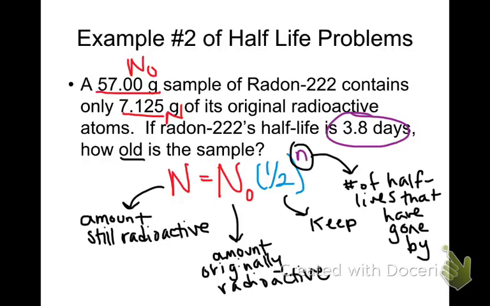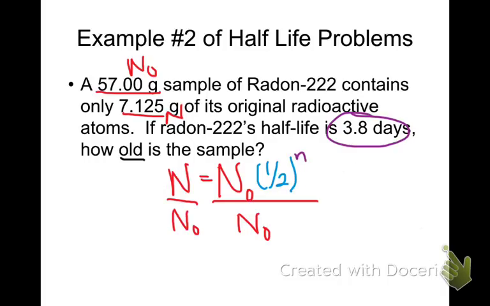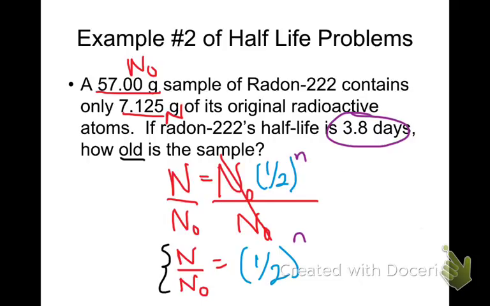So I want to show you something here real quick. If I divide each side by N0, then the N0s would cancel on this side, and I would get N over N0 equals 1/2 to the n. And this N over N0 is what we were talking about in type A problems as being that fractional percentage. This is another way to write it that's helpful sometimes, since we know we're going to be solving for small n anyways.